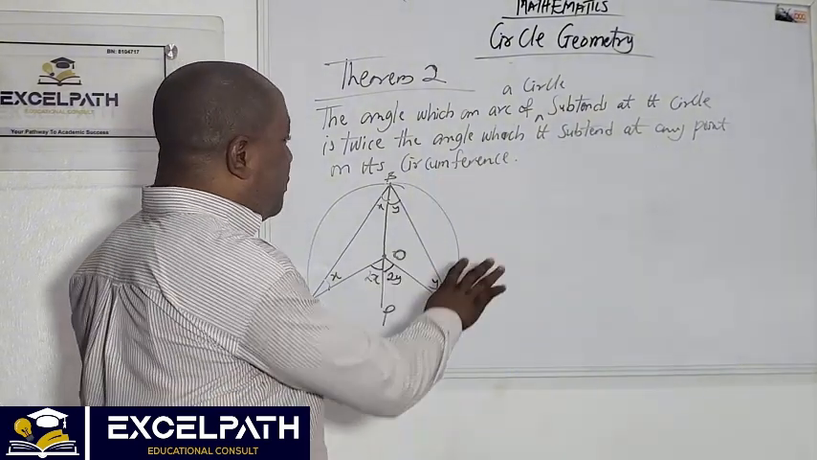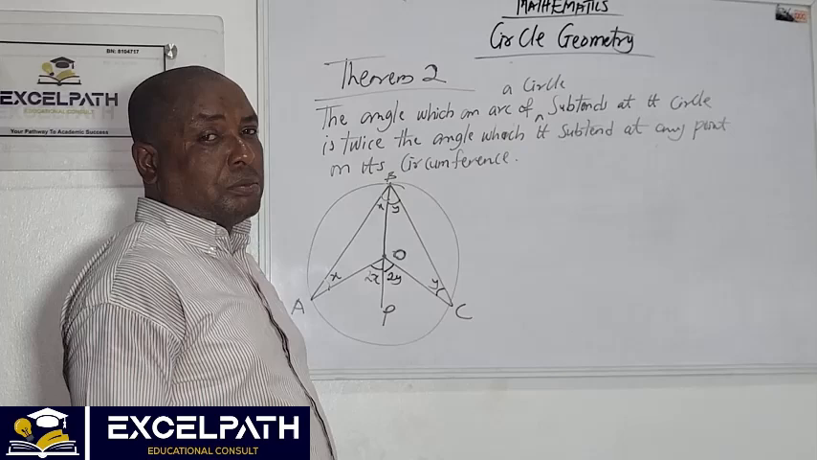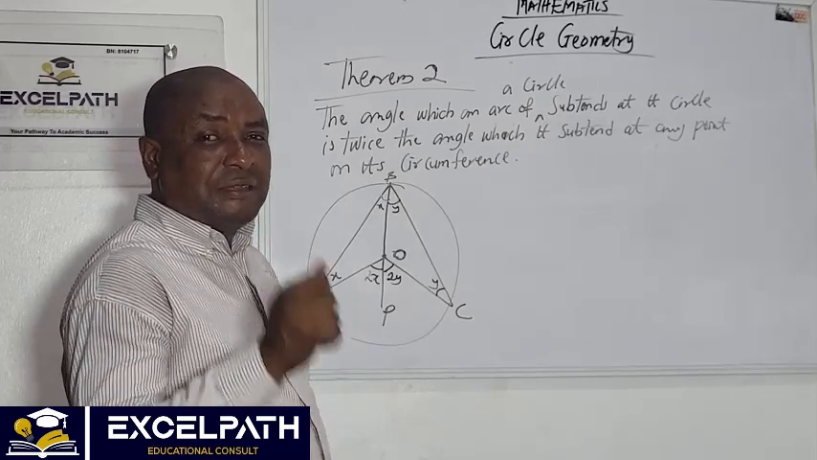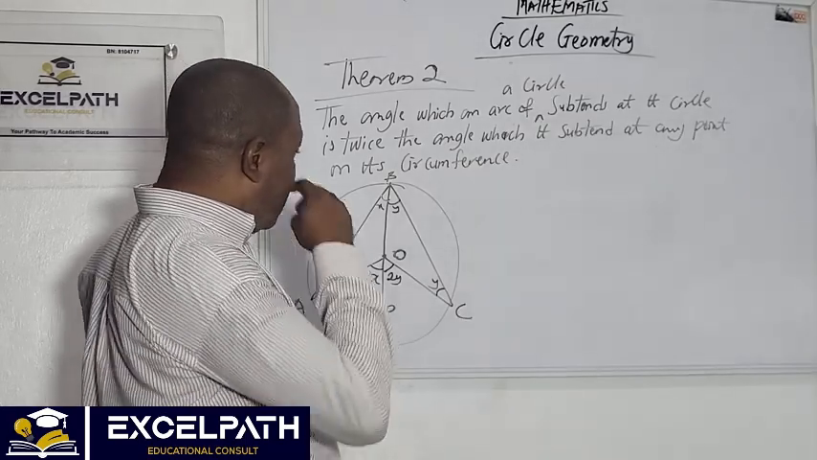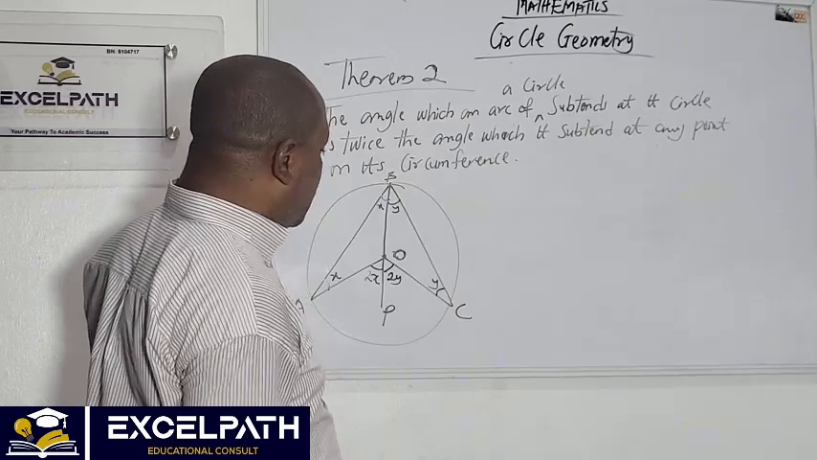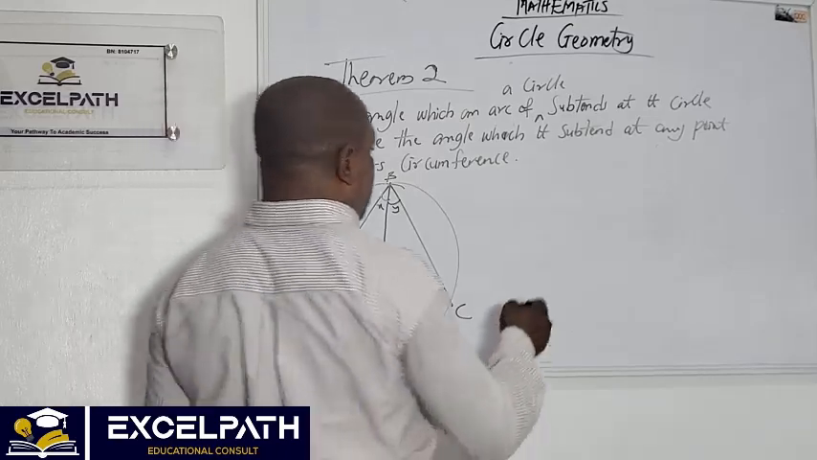Now, proving this will not really matter for now, because we're doing JAMB. All we need to know is to get the facts. So what are the facts? Quickly, let's look at a very good example so that it will be clearer to us.